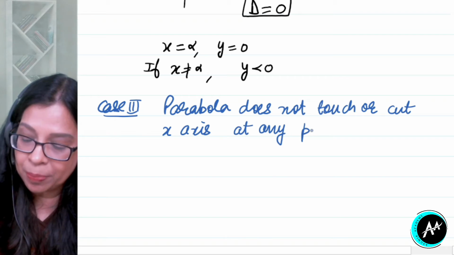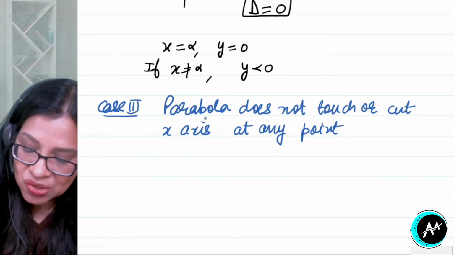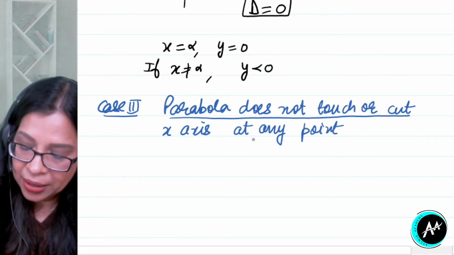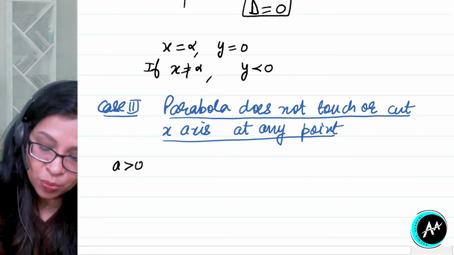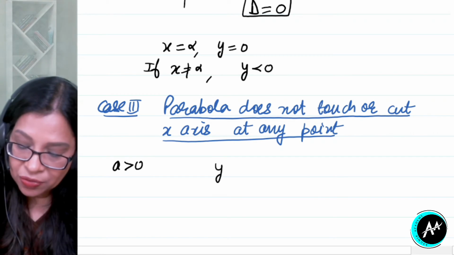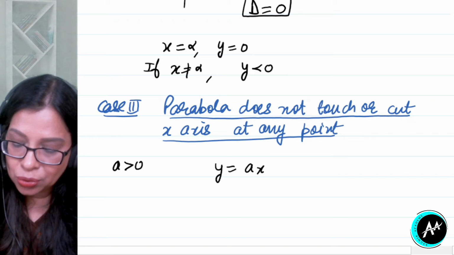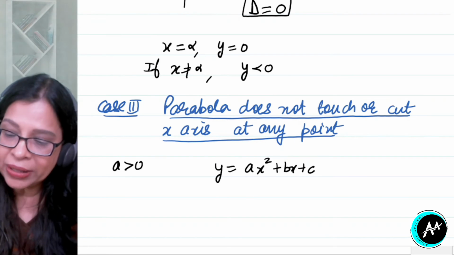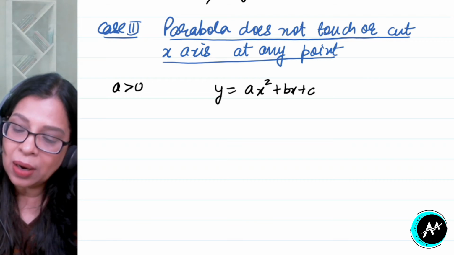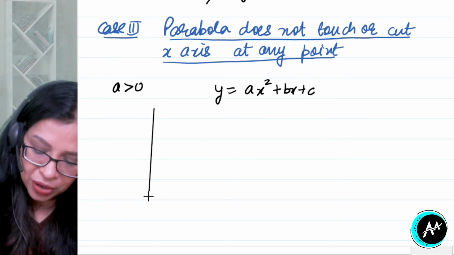किसी भी पॉइंट पे पैराबोला x-axis को बेटा टच या कट नहीं करेगा. Again let me take case 1 when a is positive, and this was the function y is equal to ax square plus bx plus c. You know that parabola will open upwards. Let's draw the graph now.